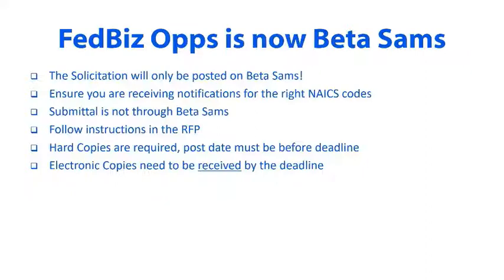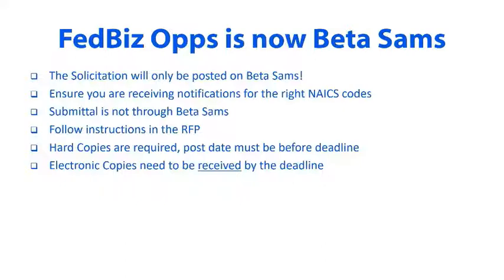Submittal is not through Beta SAMS though. The submittal will be both hard copy and electronic, which means you'll have to send something through the mail, and you'll also have to send something by email. Please follow the instructions in the RFP. We have tried to streamline those instructions since 2016 and the proposal process itself. The hard copies are required. The post date must be before the deadline. In this environment, where I know I'm not getting my shipments on time, we understand that you can't determine when we will receive something that you shipped. But as long as it's post-dated before the deadline, you're okay with the hard copies.